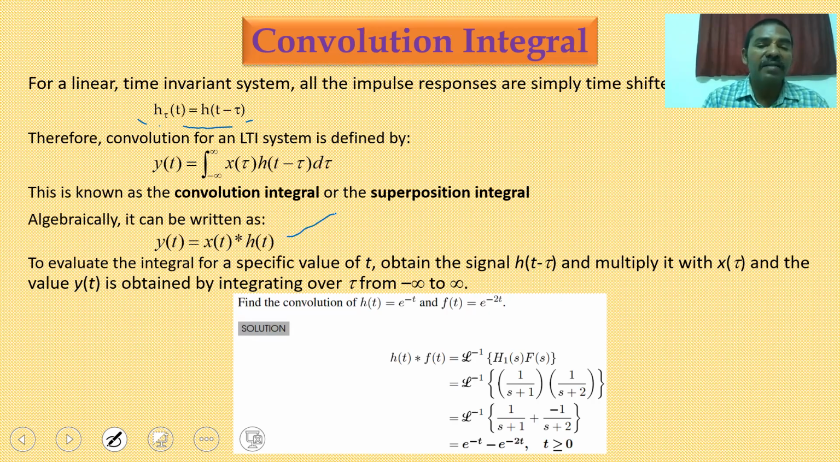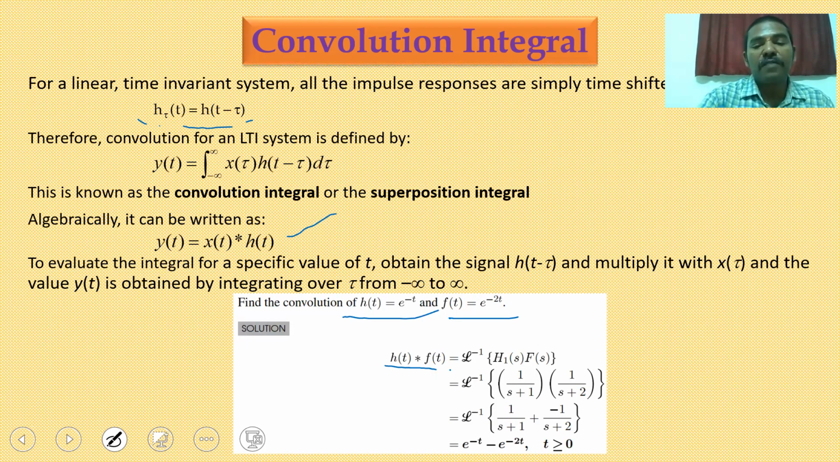To understand this, we are going for a simple problem. h of t is equal to e power minus t and f of t is equal to e power minus 2t. So I am going for the multiplication of the two equations, taking inverse Laplace of capital H of s into F of s. So e power minus t you can write as 1 by s plus 1, and e power minus 2t can be represented as 1 by s plus 2.